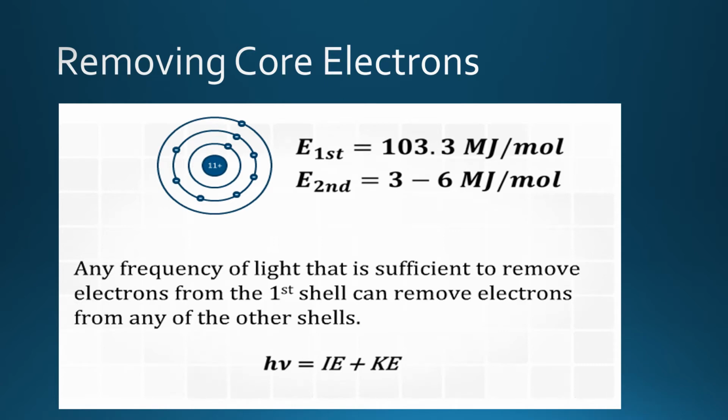So as you read through this definition, it says any frequency of light that's sufficient to remove electrons from the first shell, remember that's your core, can remove electrons from any of the other shells. So core electrons are anything but the valence. So they're just not the valence.